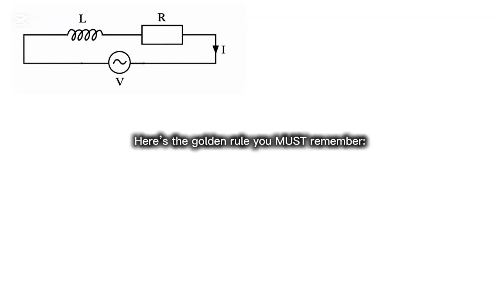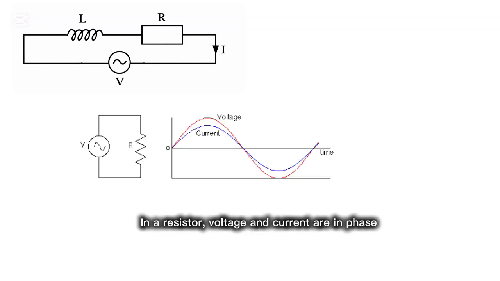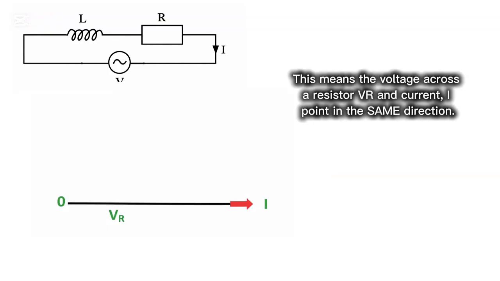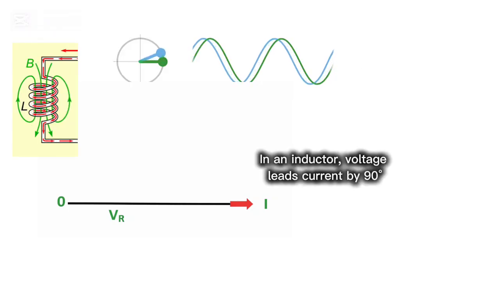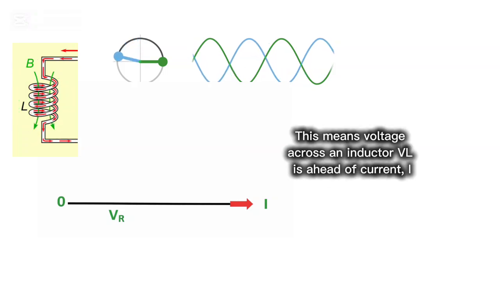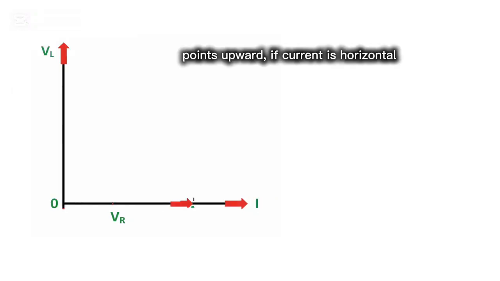Here is the golden rule you must remember. In a resistor, voltage and current are in phase. This means the voltage across a resistor VR and current I point in the same direction. In an inductor, voltage leads current by 90 degrees. This means the voltage across an inductor VL is ahead of current I, points upward if current is horizontal.